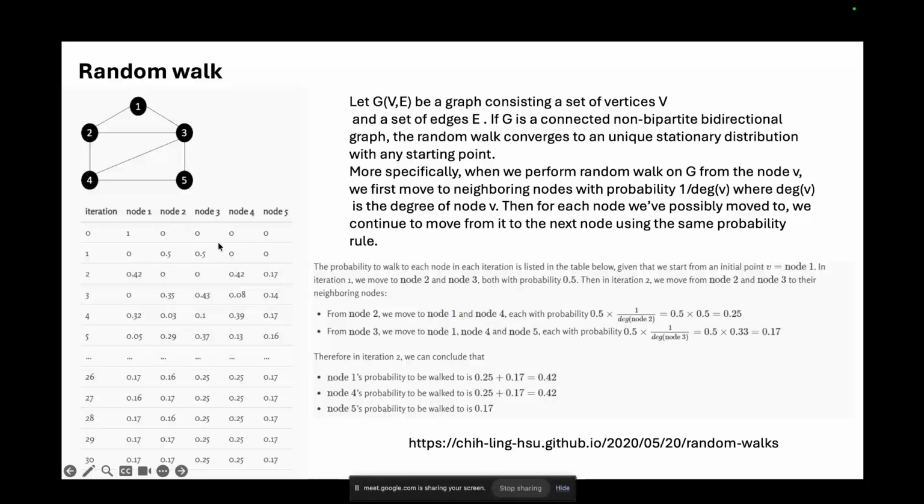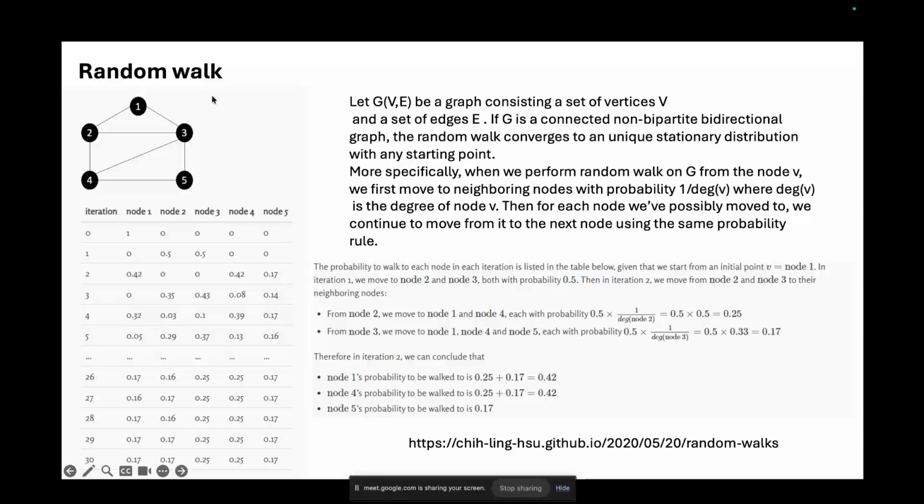So these are all probabilities. You start from node 1, right? This is your first step, first iteration. In the next iteration you have a 50-50 chance of going to node 2 and node 3, right? So this is 0.5, this is 0.5. Now from node 3, in the next step, you can move to node 1 or node 4 or node 5. So these are the probabilities of those. So you calculate the probability of moving from one node to another.